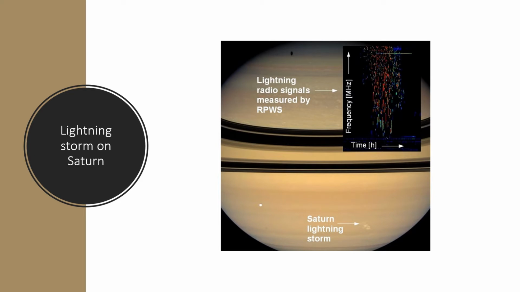Down here at the bottom is a lightning storm in the upper atmosphere of Saturn, and this is one of the instruments on the Cassini spacecraft, which measures the radio signals produced by the lightning flashes. And you see all these jaggedy lines which represent lightning flashes occurring in that storm.